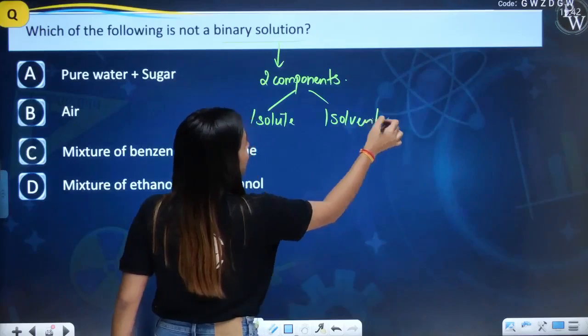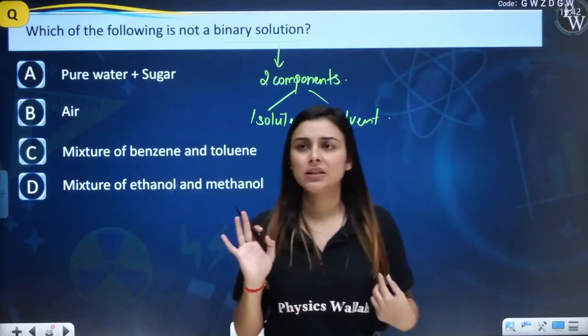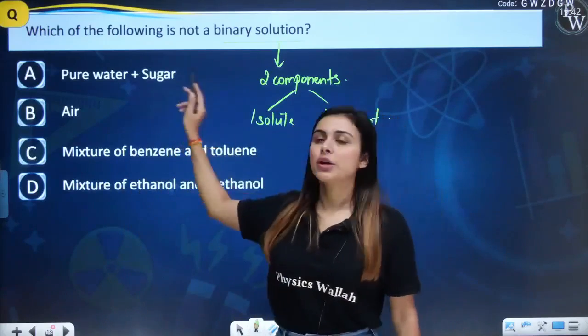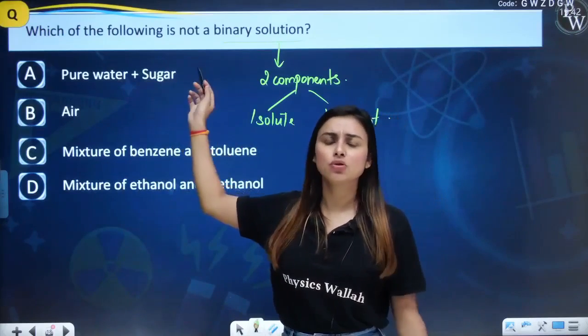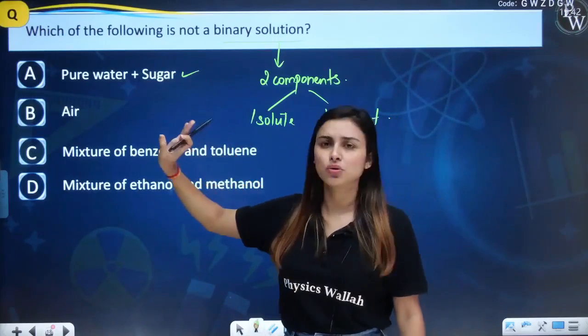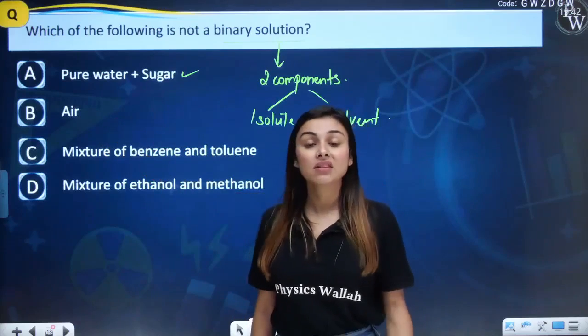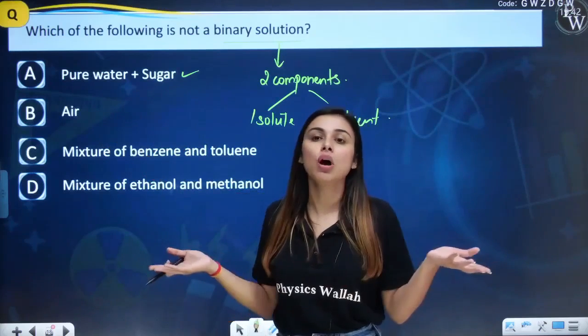Now let's see which of the following is not a binary solution. Pure water and sugar: you have two components, so it is a binary solution. You have air. Air is a mixture, my dear students. You don't know how many gases are in air.